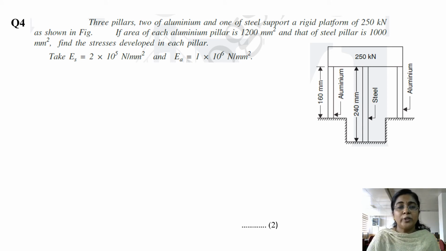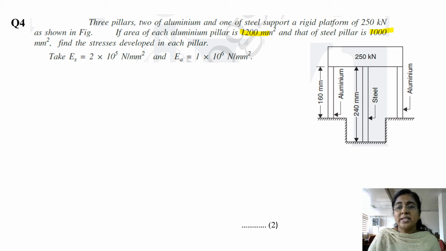Now we can move on to next problem. Here we have the three pillars, outer two of aluminium and the central one is of steel, supported on a rigid platform, and a 250 kilonewton load is placed on it. If area of aluminium pillar, it is given as 1200 mm square, and that of the steel pillar, it is given as 1000 mm square. Find the stresses in each pillar.